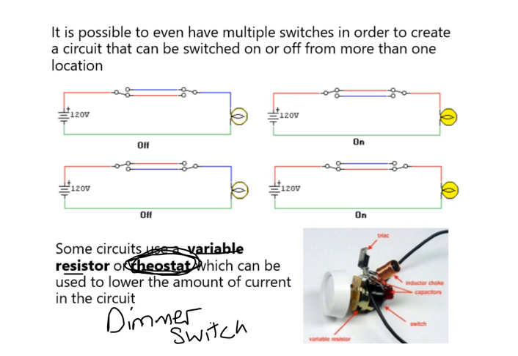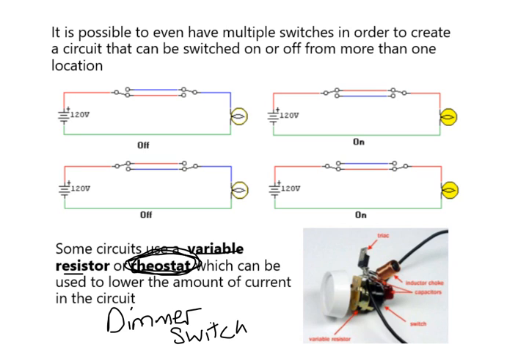So if there's ever a device that has different speeds, or how about different sounds? My speakers over there by the computer have a little volume knob. That's a variable resistor because it's changing how much current and voltage gets to the supply, making it louder or quieter. Okay, let's talk about these switches right here.